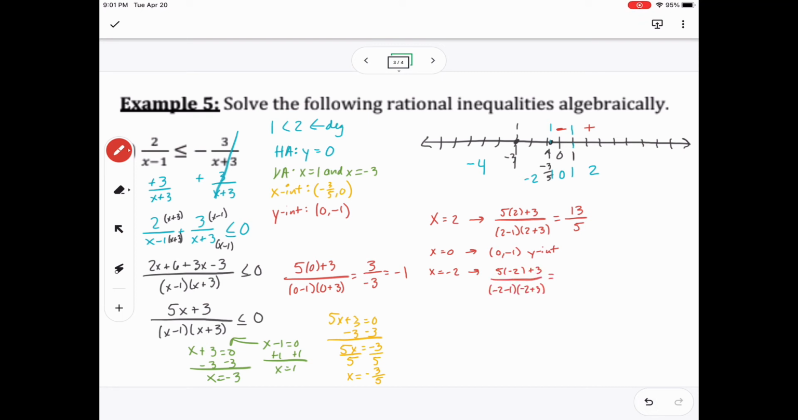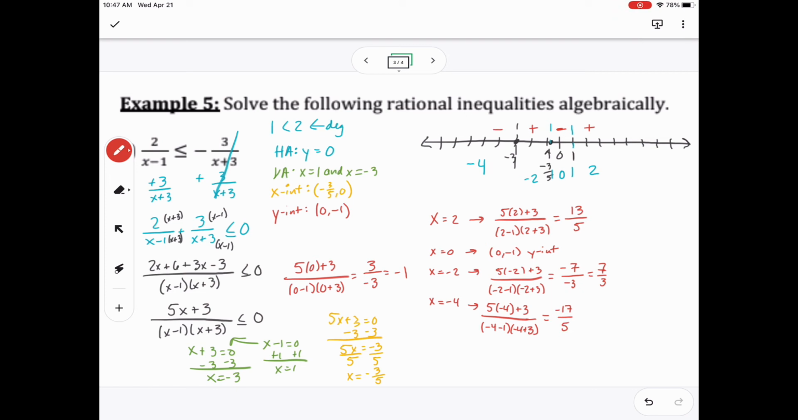For 0, I already knew what that point was because it's our y-intercept. So it's -1, so it's negative. At x equals -2, I got a positive value, so put a plus. Then for -4, we'll get a negative value. So then we'll get -17/5.